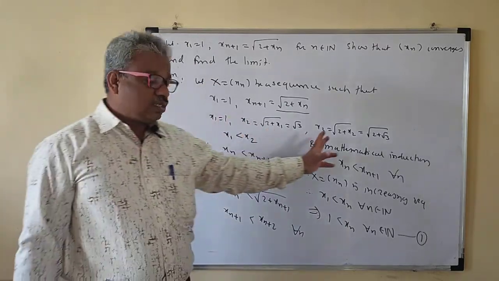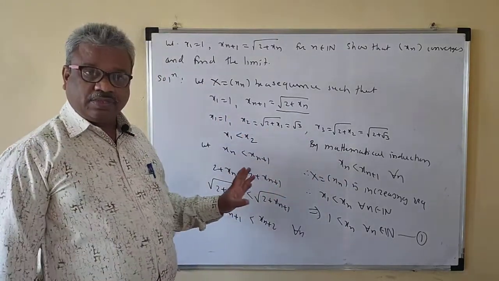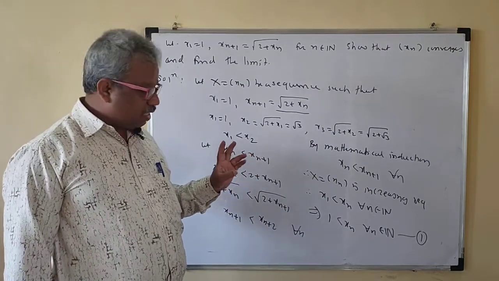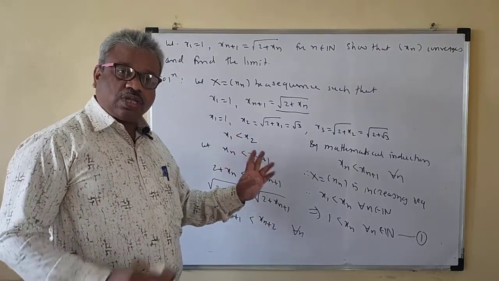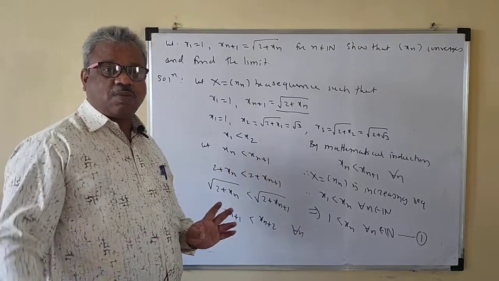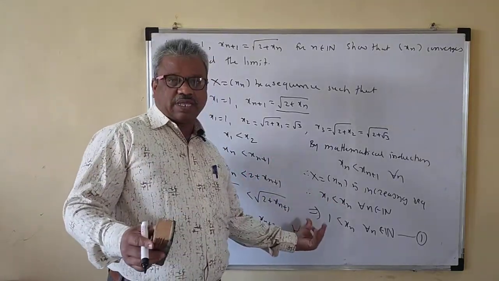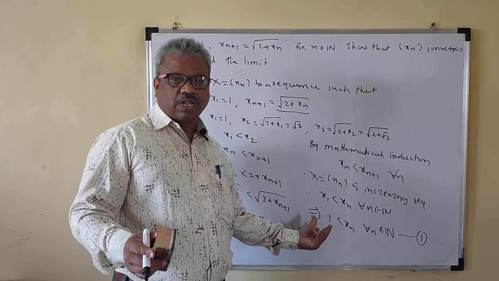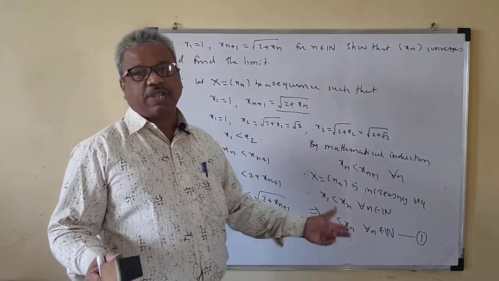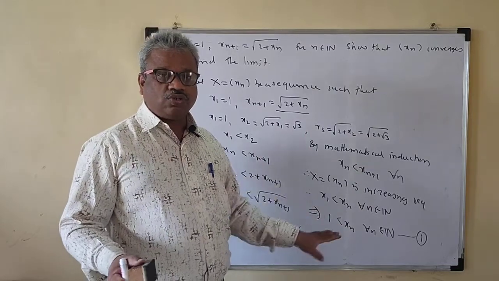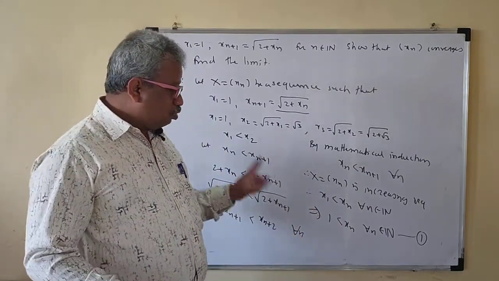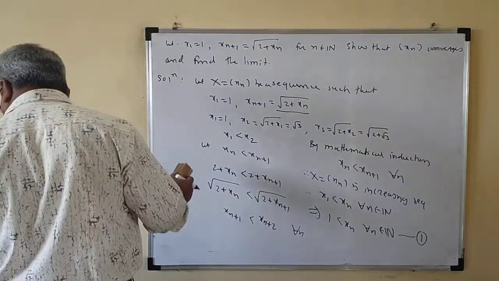So what we have proved is that the sequence is monotonic increasing. If you prove an increasing sequence is bounded above, then it converges. The lower bound is always there, x1 is the lower bound, right? So only I have to prove that the upper bound exists. So we will do it for the upper bound of the set now.